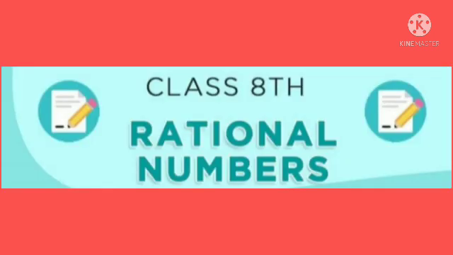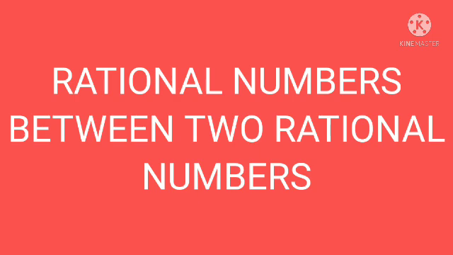This is your mathematics period and we go through chapter 1, rational numbers. Our topic today is rational numbers between two rational numbers. Last day we found the number line for the rational numbers. Last year in class 7 you learned to find two or three rational numbers between given rational numbers. Let us learn the same topic in detail.